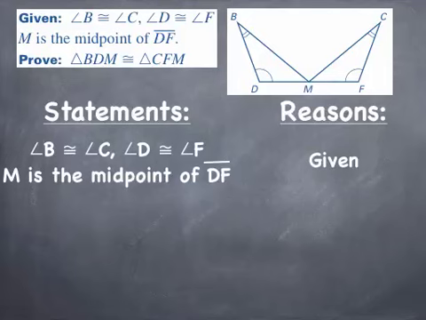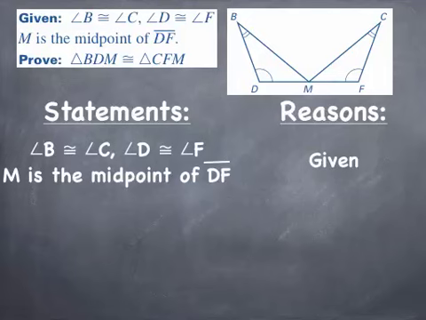If we know that angle B is congruent to angle C and D is congruent to angle F, that's great. To prove that the two triangles are congruent, however, we're going to need to know something about a side. We could either use angle-side-angle and know that BD is congruent to CF, but I have no way to say that BD is congruent to CF based on anything that I'm given or the diagram. We could also use angle-angle-side and say that DM is congruent to MF.